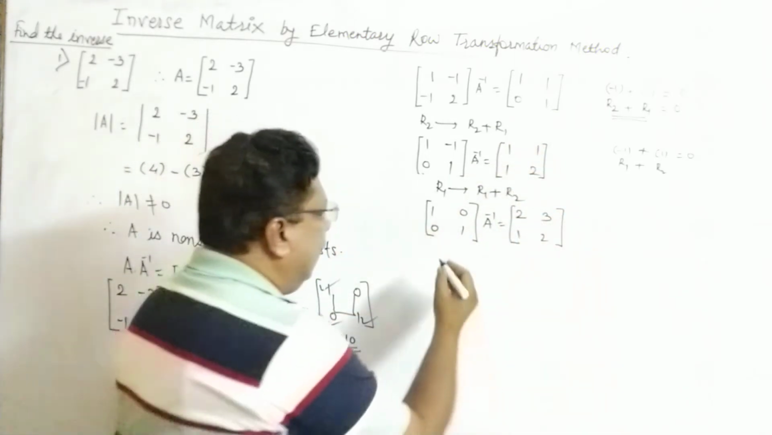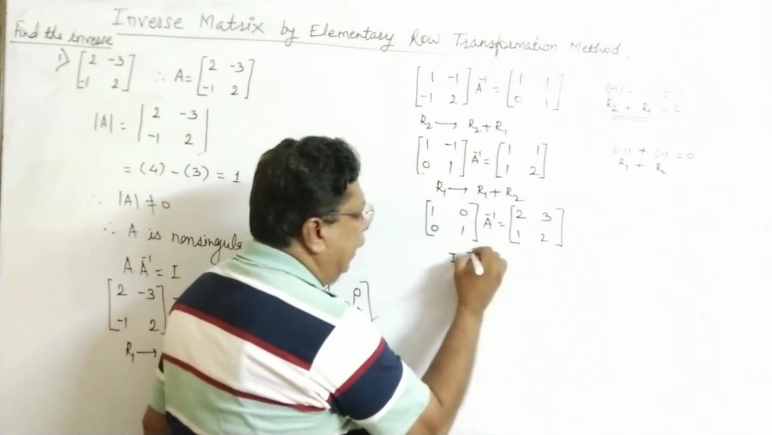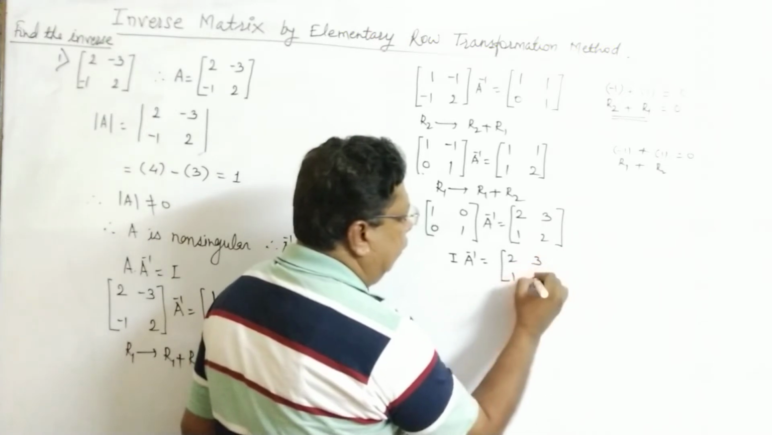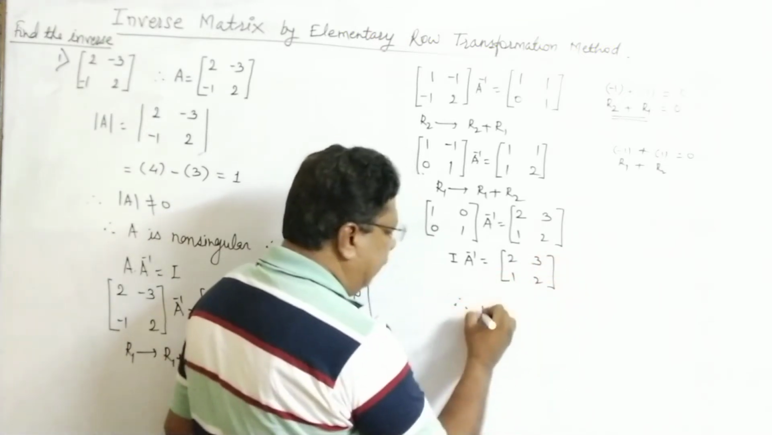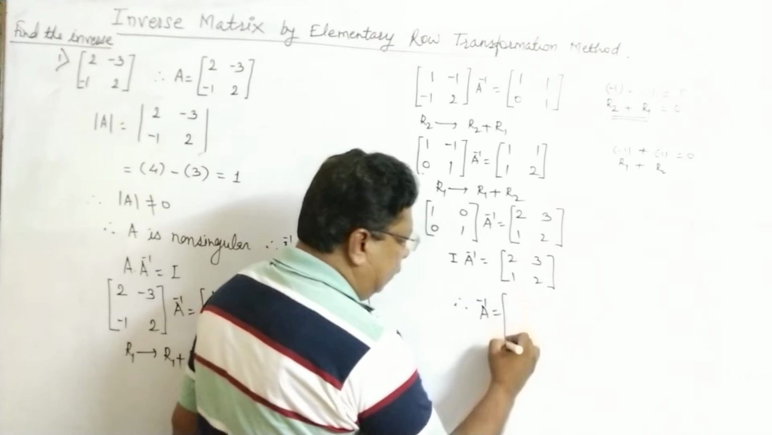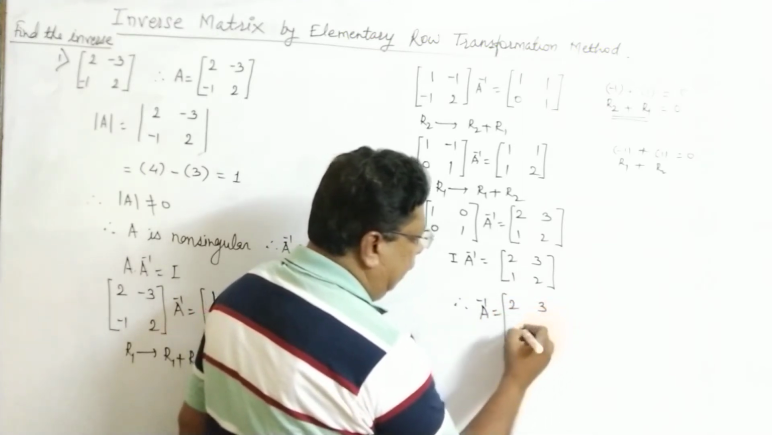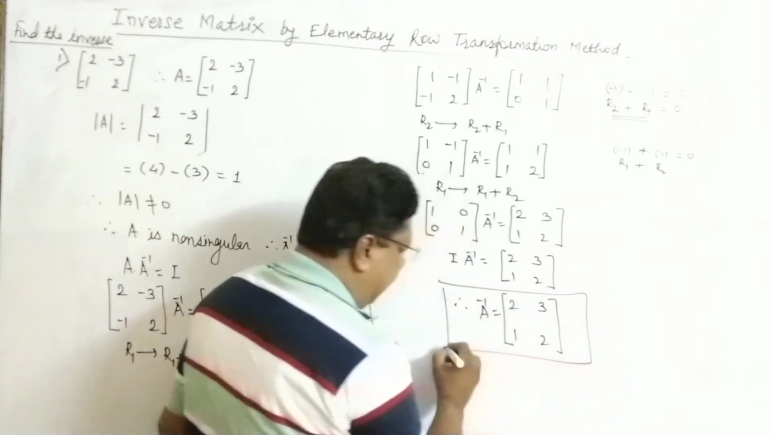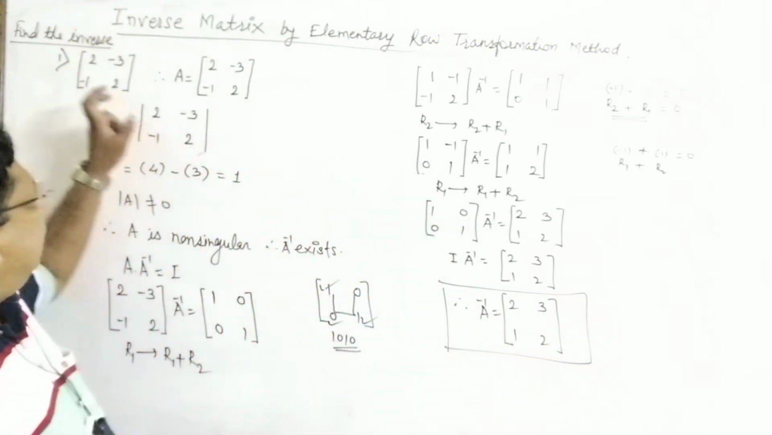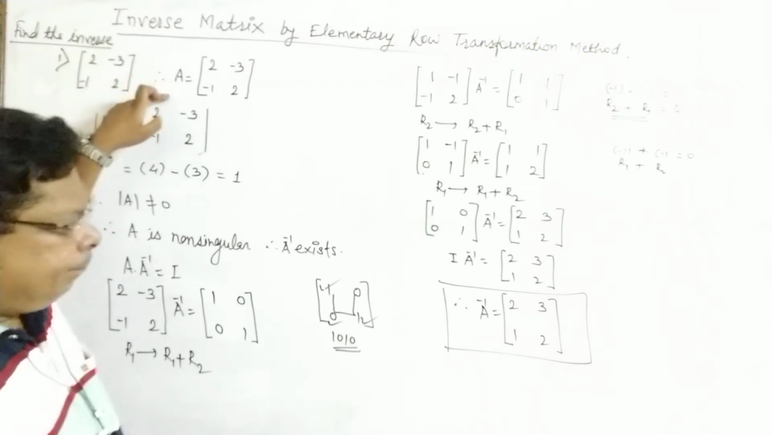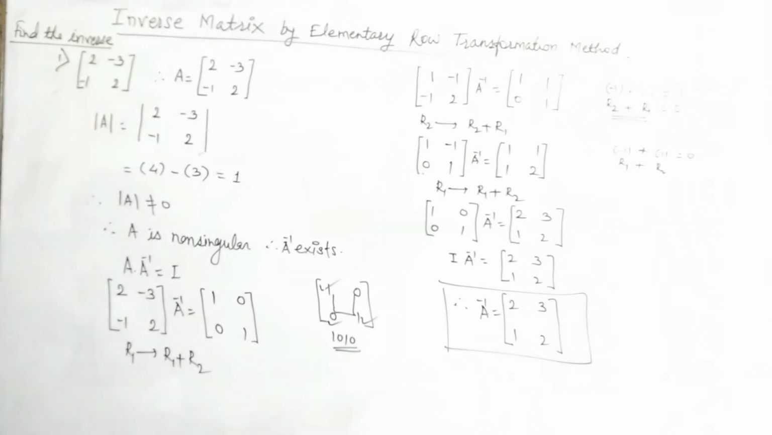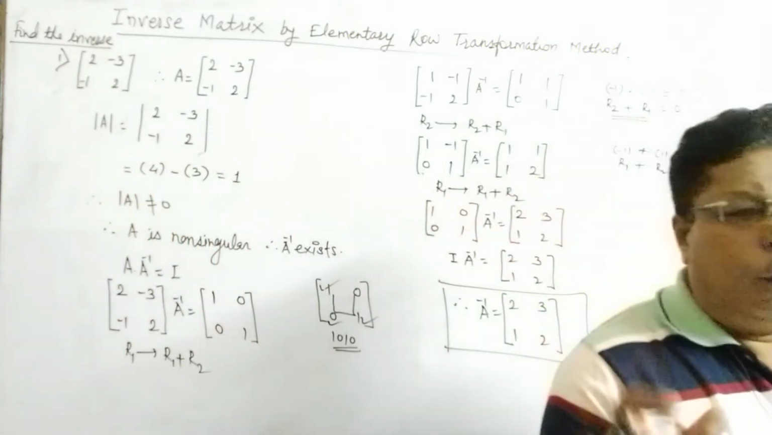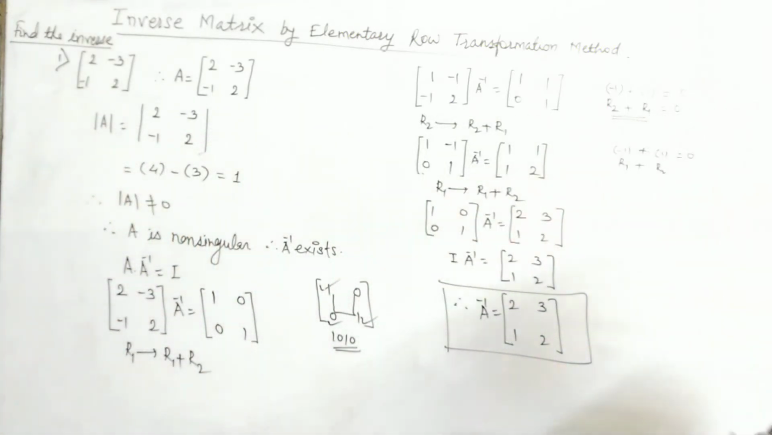Okay, this is the I identity matrix. I into A inverse is equal to 2 3 1 2. I into A inverse is A inverse, 2 3 1 2, which is the required inverse matrix of the given matrix A. Isn't it? Any doubt?